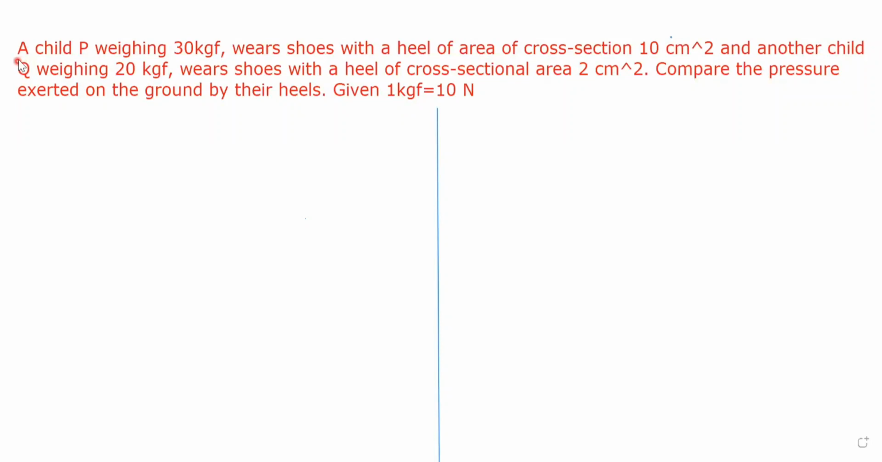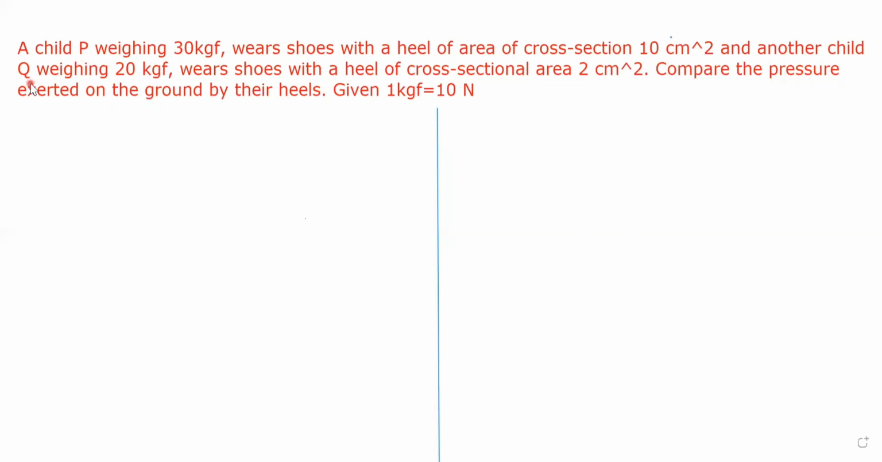So let's start with the first question. A child P weighing 30 kilogram force wears shoes with a heel of area of cross section 10 centimeter square, and another child Q weighing 20 kilogram force wears shoes with a heel of cross sectional area 2 centimeter square. Compare the pressure exerted on the ground by their heels.